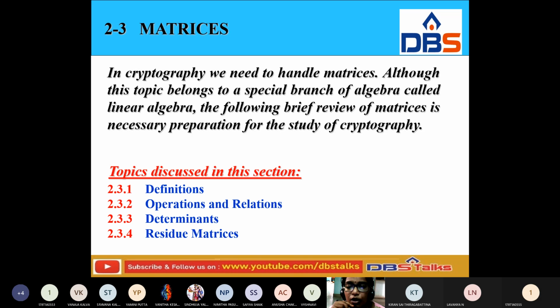We already know the concept of matrices, but here in cryptography, how are we going to use this matrices concept to convert plain text into cipher text? What are the mathematical operations that we are going to apply here? On behalf of that, how are we going to use these matrices? Let us see.